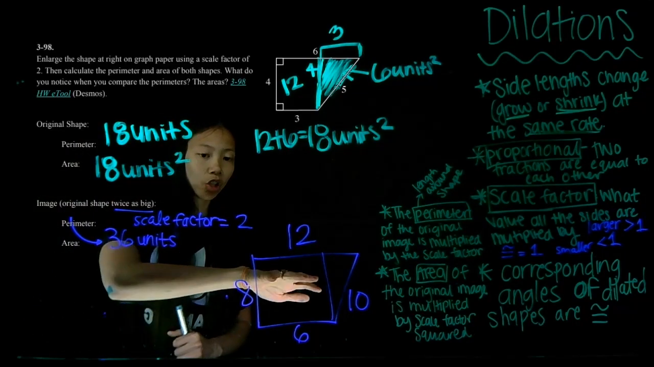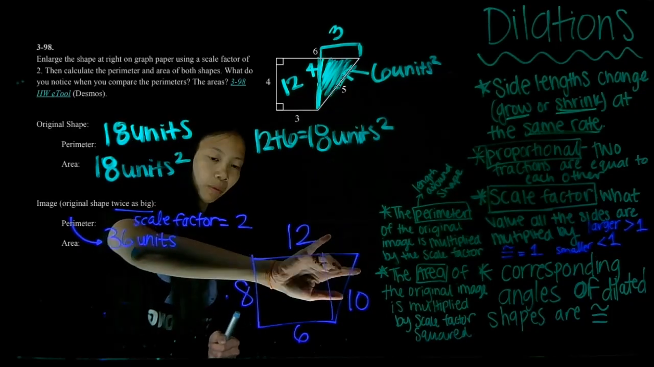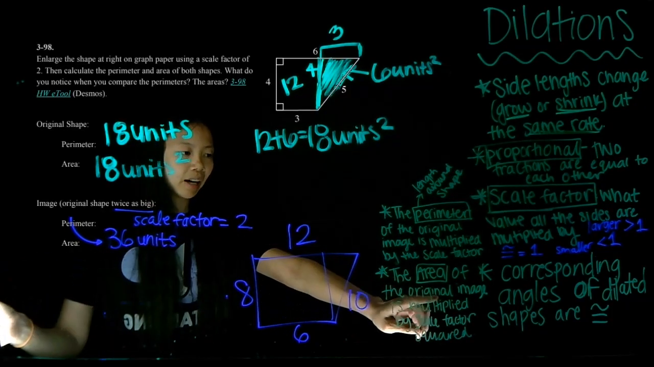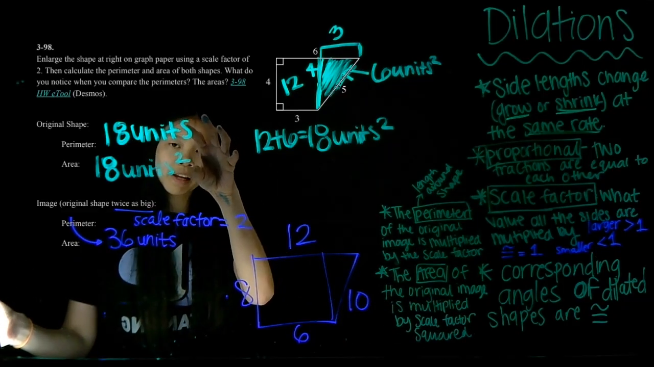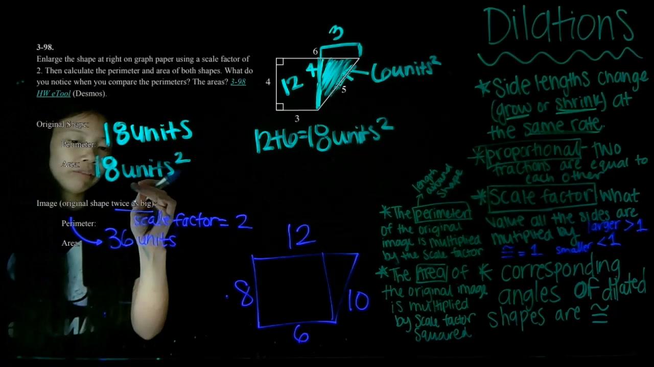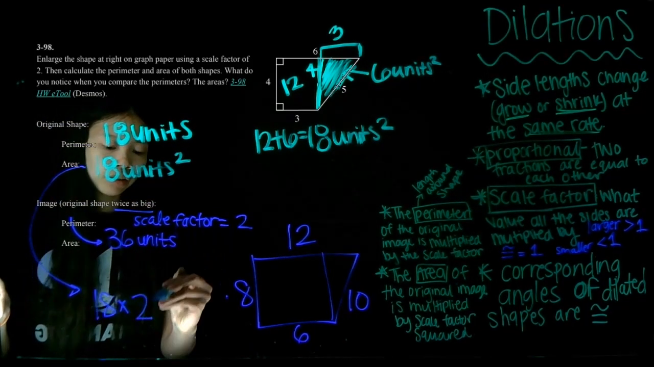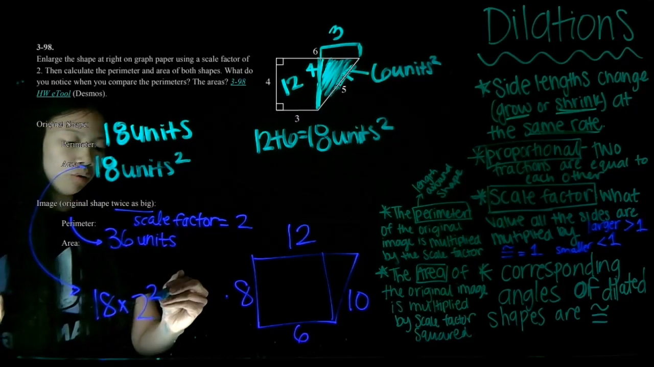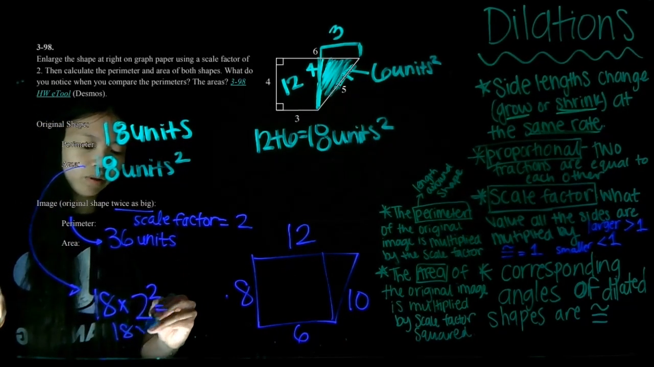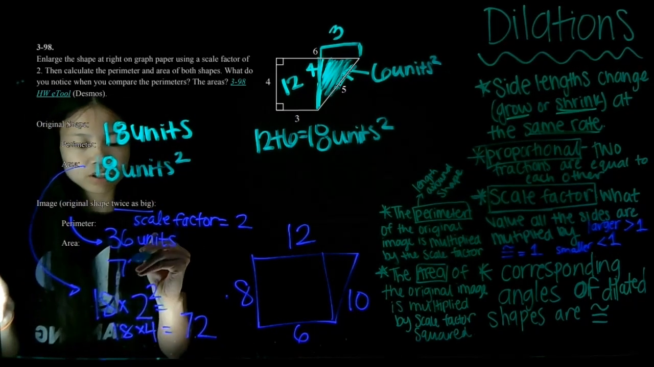Again, I could chop this up and do what Emma did here, where I find the area of this rectangle and find the area of this triangle and then add them together. Or I could use the property found, which is that the area of the original shape is multiplied by the scale factor squared to get the area of my new shape. So my original area is 18. So if I do 18 times my scale factor squared, that's going to give me my new area of my new shape. So 18 times 2 squared, which is 18 times 4, is the same as 72. So I know that my area here is 72 units squared.